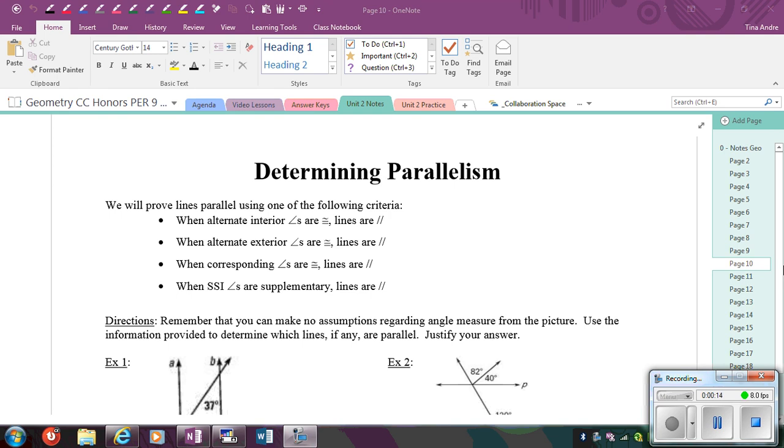We're going to be looking at, do we have congruent alternate interior angles? If we do, well then the lines must be parallel, because if the lines are parallel, then the alternate interior angles are congruent, and vice versa. So you can kind of see here the different reasons.